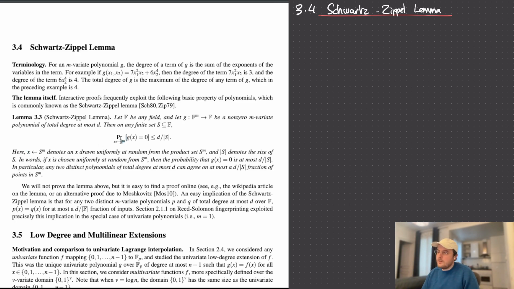Here, x is drawn uniformly at random from S to the power of m, and |S| is the size of S. In words, if x is chosen uniformly at random from S to the power of m, then the probability that g of x equals 0 is at most d divided by the size of S. In particular, two distinct polynomials of total degree at most d can agree on at most a d divided by |S| fraction of points in S.